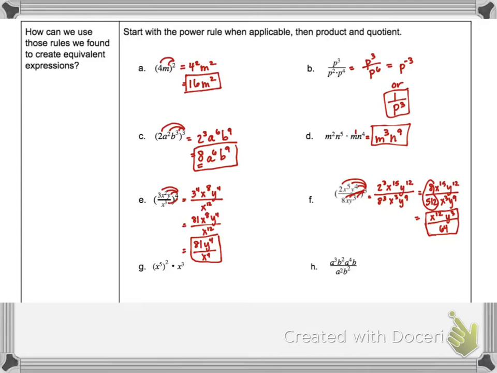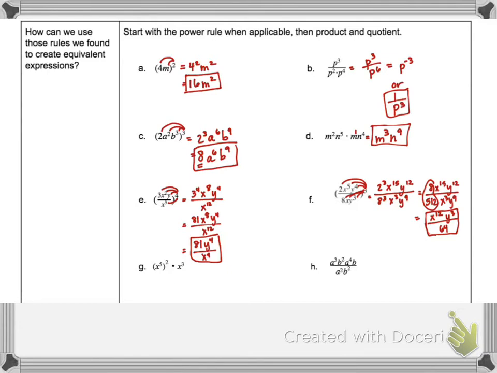I can simplify that though. If you type in 8 divided by 512 in your calculator, and then press math, enter, enter, it'll reduce that fraction to give you 1 over 64. And then I thought about crossing off all the x's and y's I could, or subtracting using the quotient rule. 15 minus 3 gives me 12 x's, and 12 minus 9 gives me 3 y's.